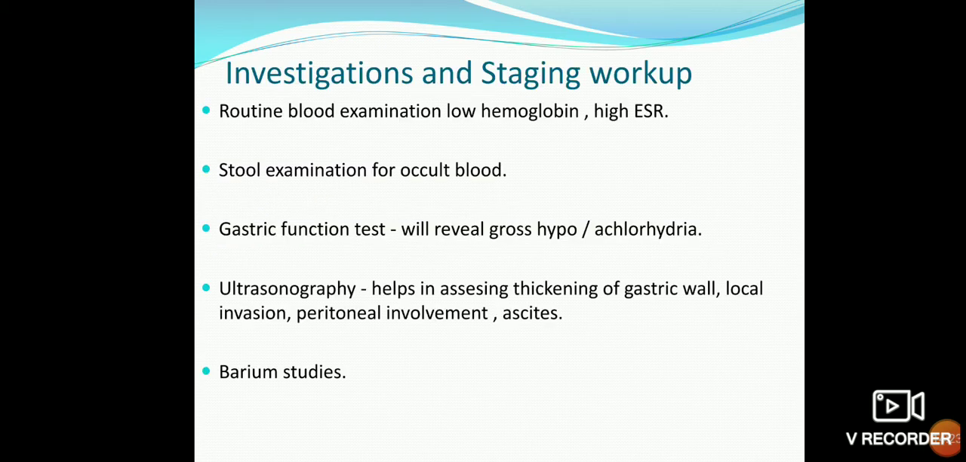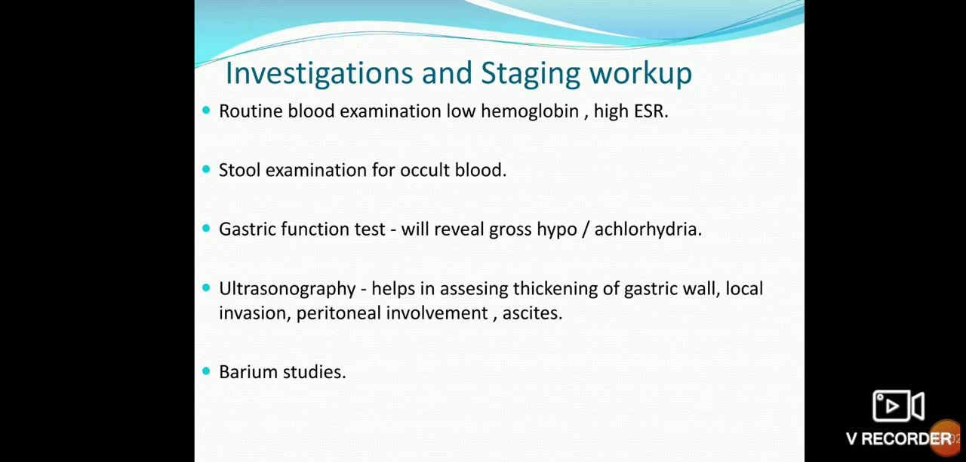Investigation and staging workups. First of all, we will do the routine blood examination. In routine blood examination, we may find low hemoglobin level and high ESR level. The second one is the stool examination for occult blood. Gastric function test will reveal gross hypochlorhydria, such as in pernicious anemia, achlorhydria, hypochlorhydria present. Ultrasonography is useful for ascites. It assesses thickening of gastric wall, local invasion, and peritoneal involvement.